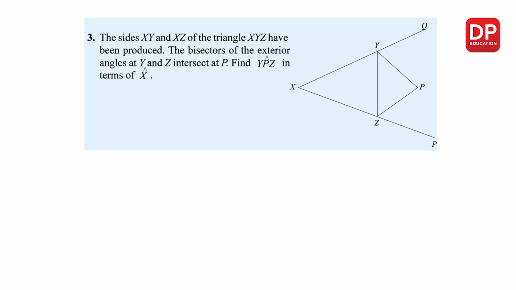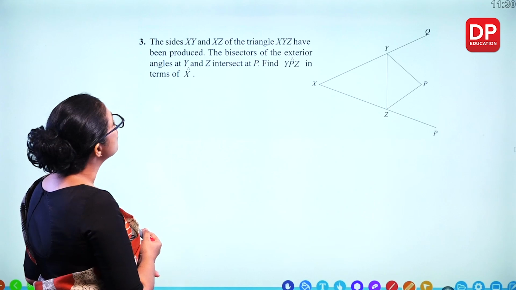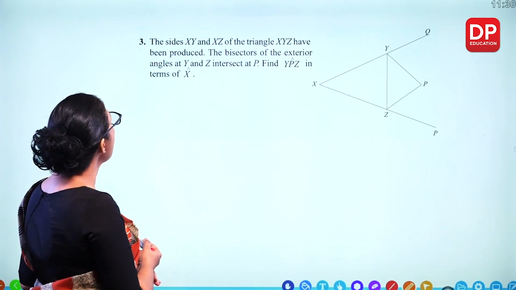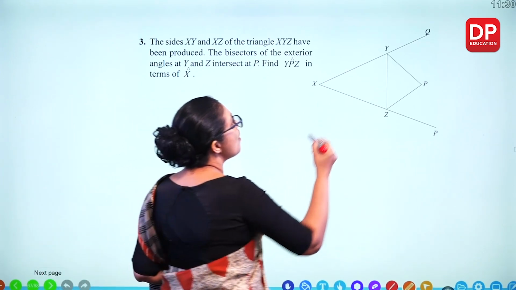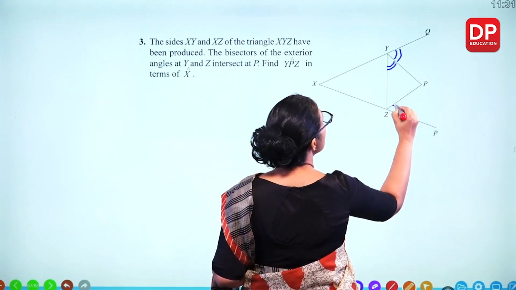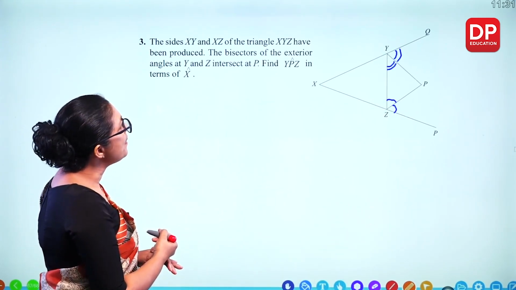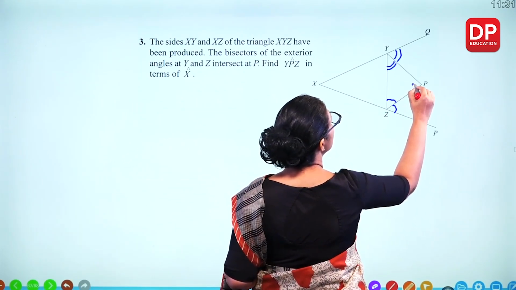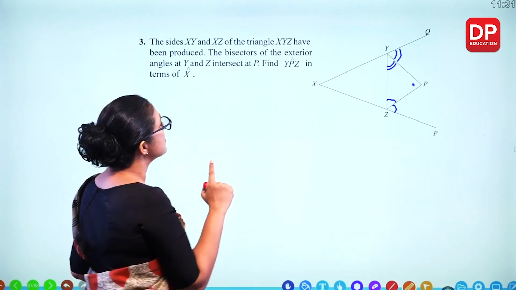Question number 3. The sides XY and XZ of the triangle XYZ have been produced. The bisectors of the exterior angles at Y and Z intersect at P. So bisectors means this angle is equal to this angle and this angle is equal to this angle. Find YPZ. YPZ means this angle you need to find out, in terms of X.